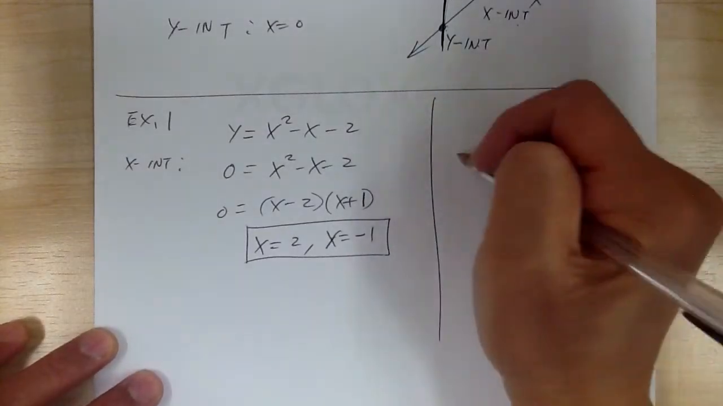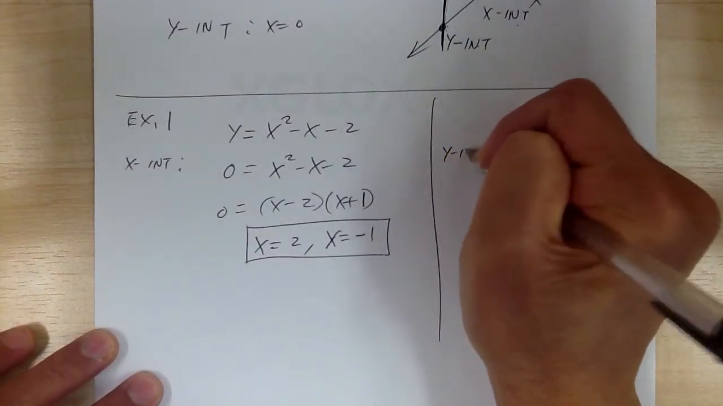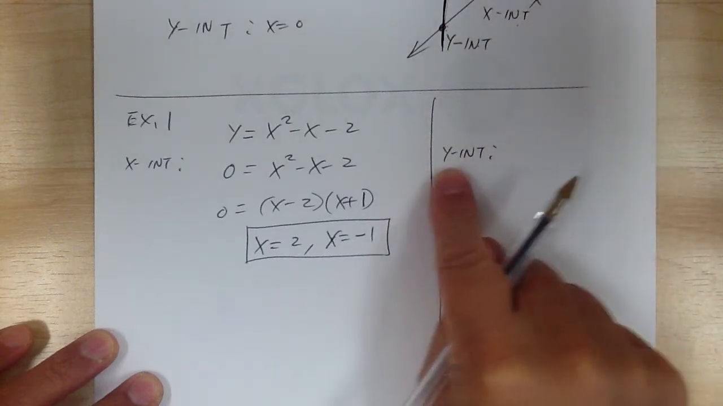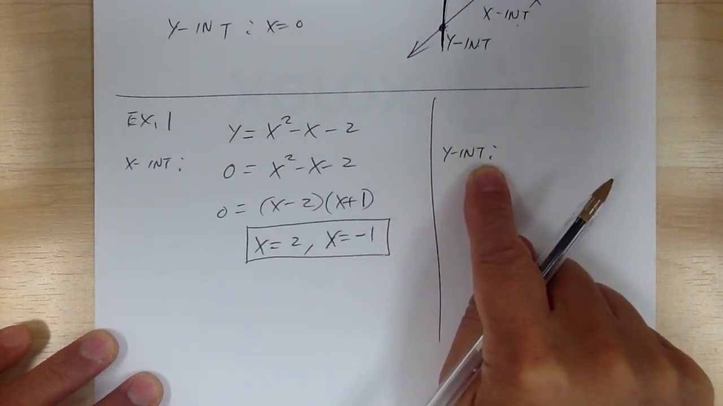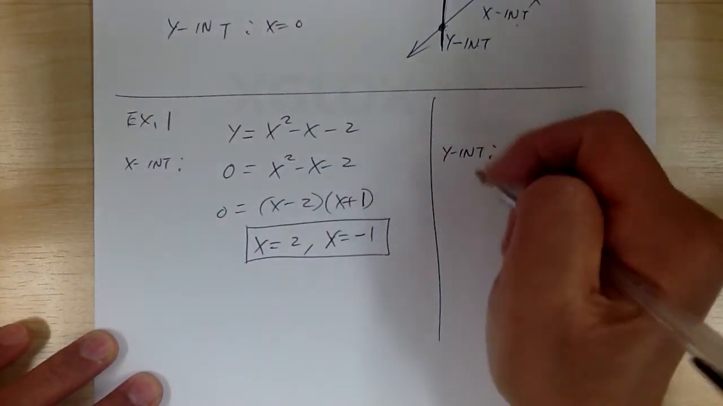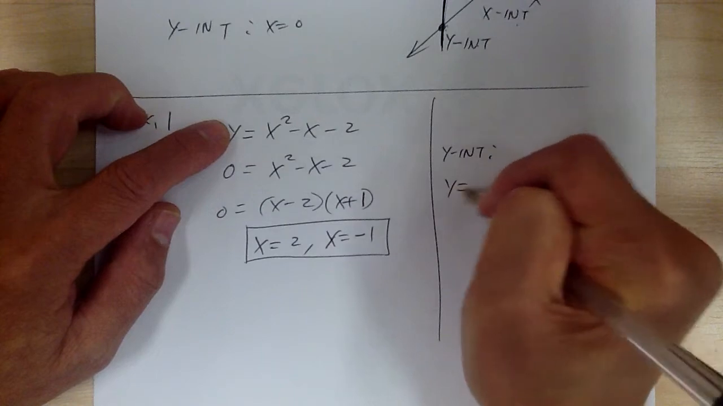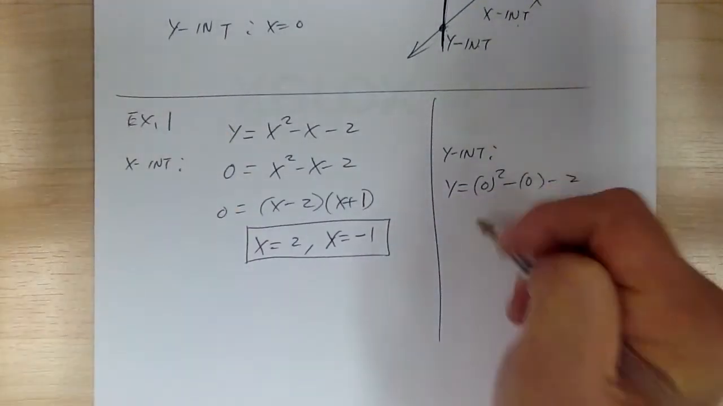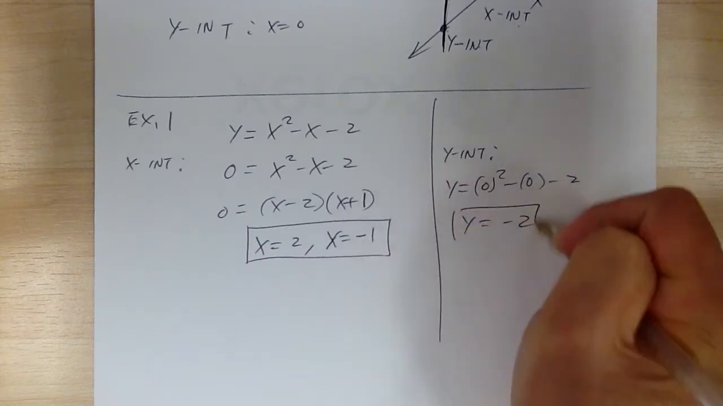To find the y-intercept, you set x equal to 0. You have to do the opposite, because you're looking for y, so you set x equal to 0. You're going to get y equals 0 squared minus 0 minus 2. So y equals negative 2, and that's it.